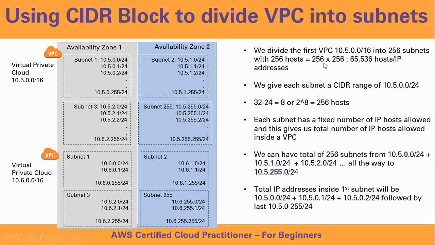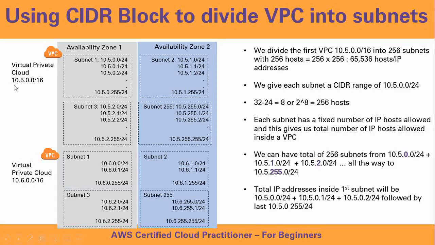The total number of IP addresses, how does it come about? So we divide the first VPC, 10.5.0.0/16. That is basically 256 subnets, and each subnet will have 256 hosts. So 256 times 256, each VPC will have a total of 65,536 IP addresses. So we give each subnet a CIDR range of 10.5.0.0/24. In the previous example, 32 minus 24 is 8. Because 24 bits are reserved for the network, we have only 8 bits available, so we have 2 to the power 8, 256 hosts.